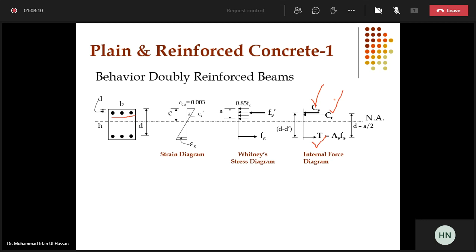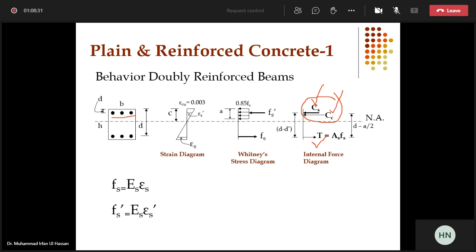So it means that the compression is taken by steel and concrete. If we don't provide this compression steel, the compression concrete can crush even before the ultimate load. So when there is a doubly reinforced beam, you need steel on both sides. That's why it is called a doubly reinforced beam.